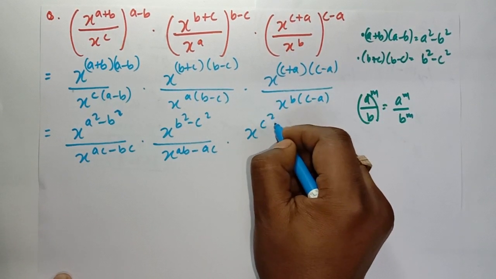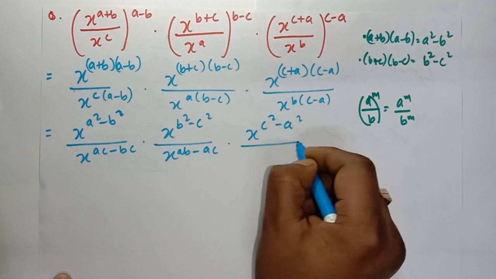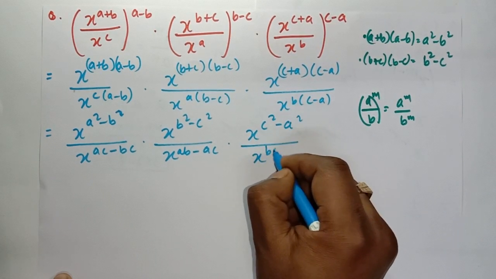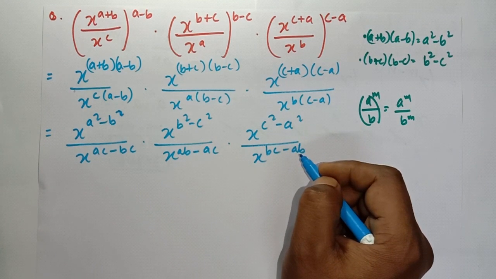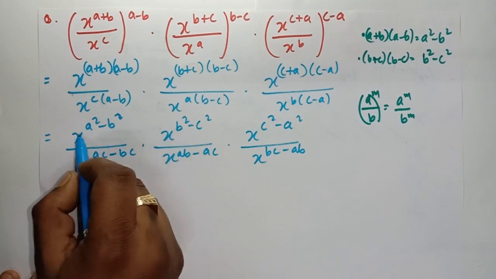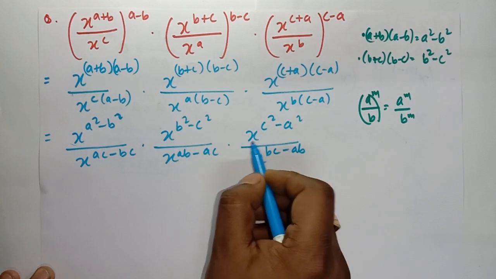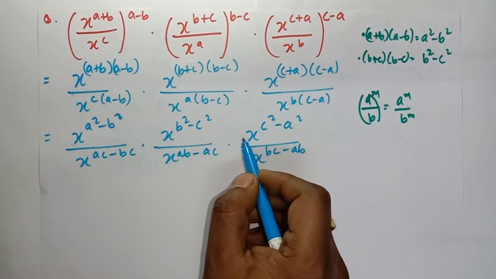Which formula? c square minus a square divided by x. This will multiply bc minus b into a. This will be ab, alphabetic order. So now you can see the bases are same. The bases are same. What does the rule say? The power should be added.